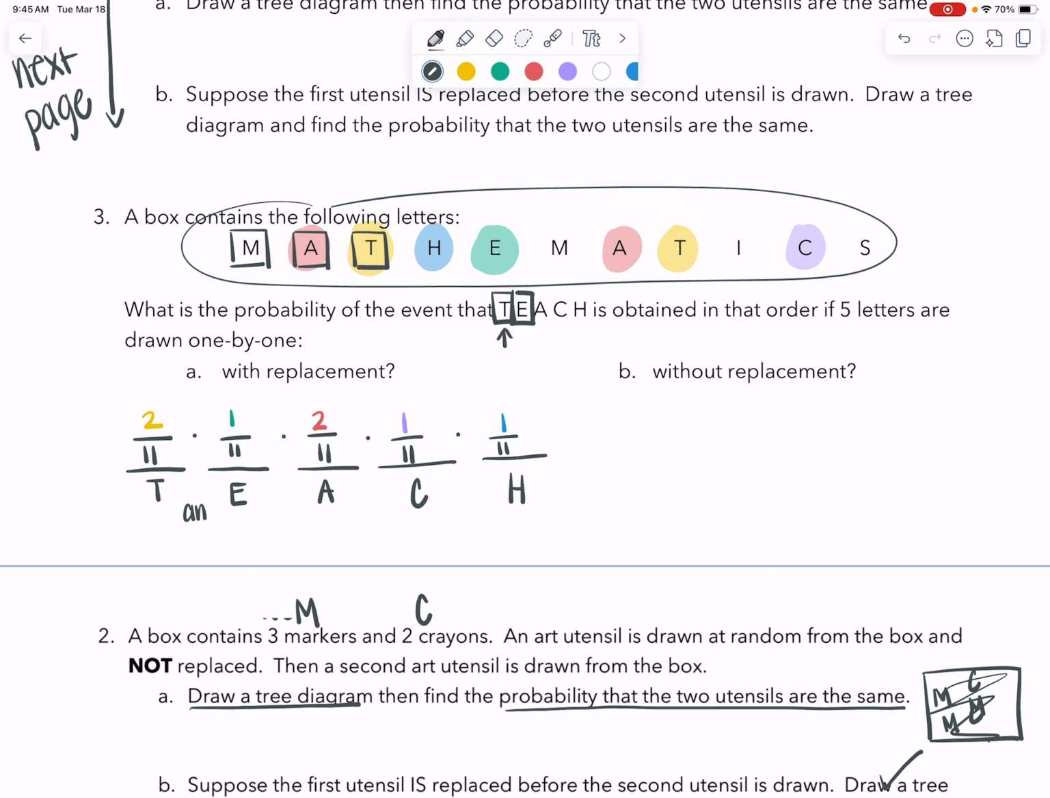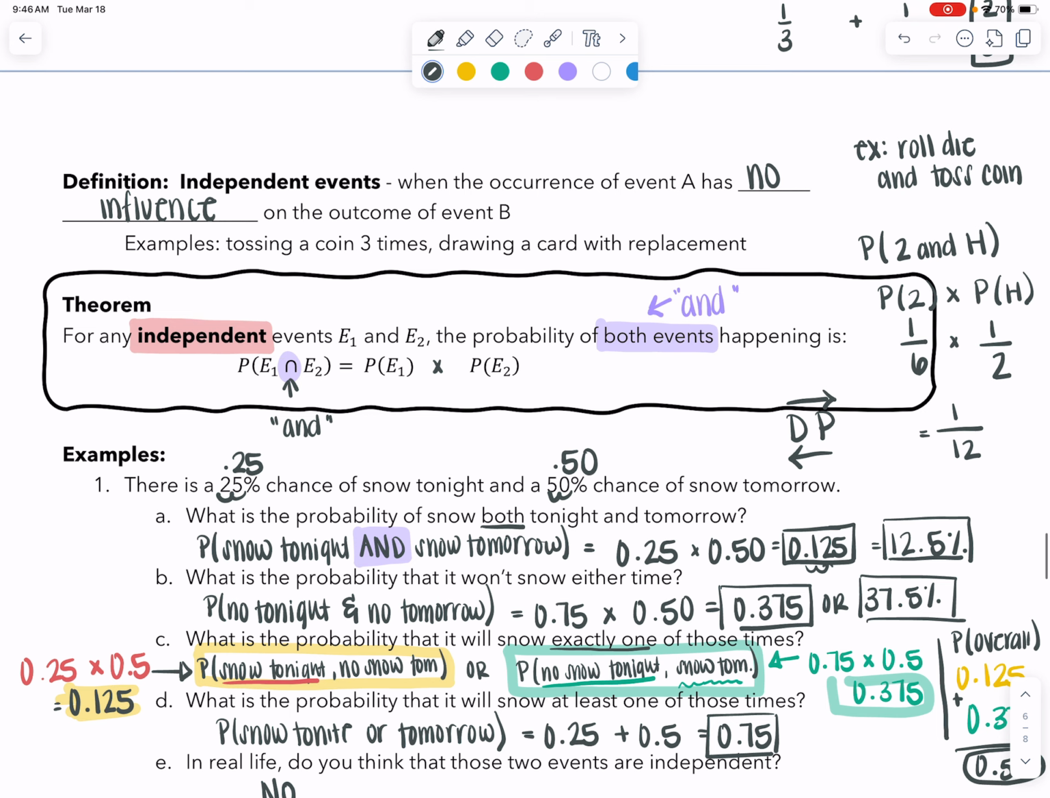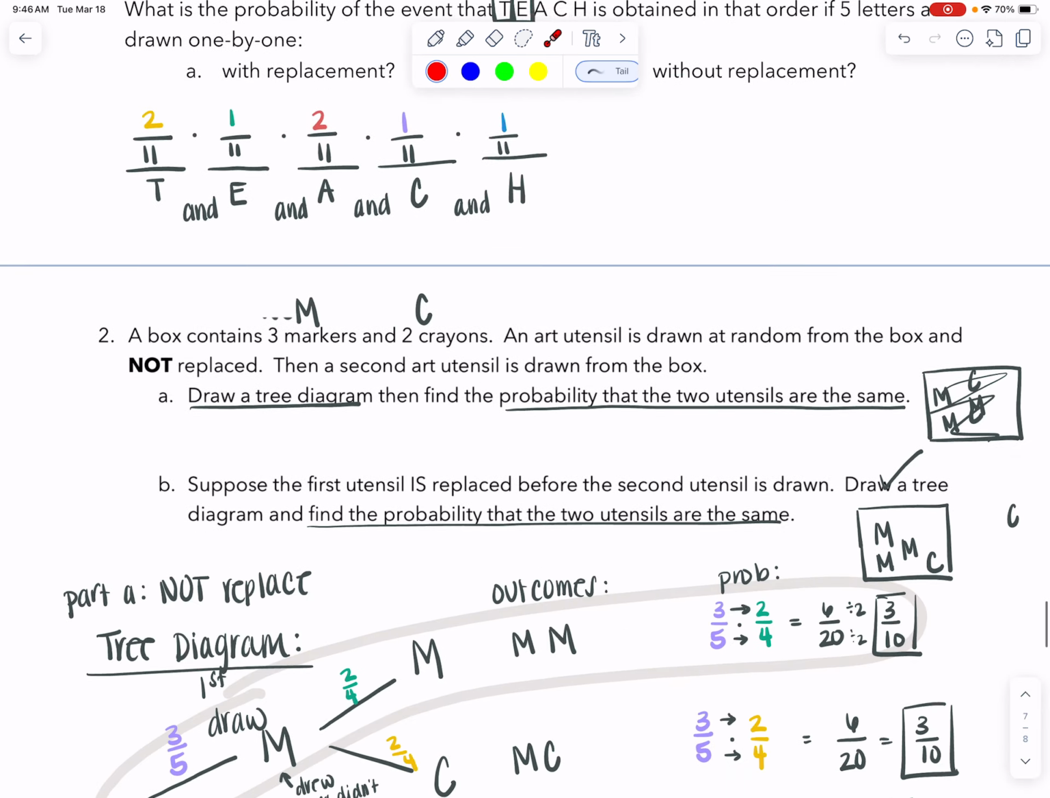And so now I am multiplying all of those because I'm looking for the probability of a T and an E and an A and a C and an H. I'm not looking for the probability of any of those letters, T or E or A or C or H. I'm looking for all of those to happen. And so that theorem we looked at in the last video, these are all independent events. The probability of them both happening is going to be to multiply all of those events.